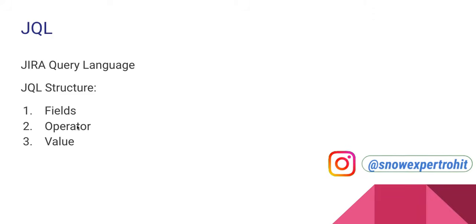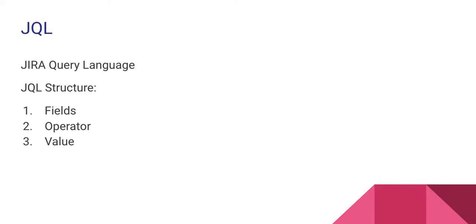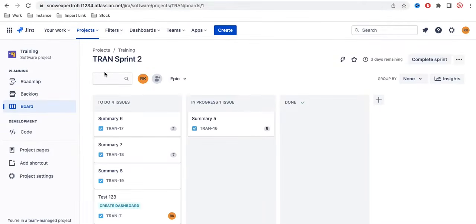So I'll show you in which cases we need the JQL with a simple example, and then we'll build some complex JQL in our classes. So let's go back to the JIRA board and see. In my previous class I talked about search. If you have not watched my previous video, I would suggest that you go and watch it, because this is related to that video only.